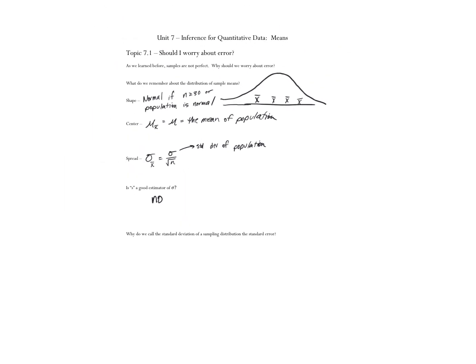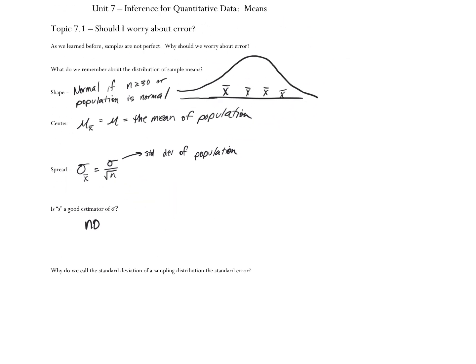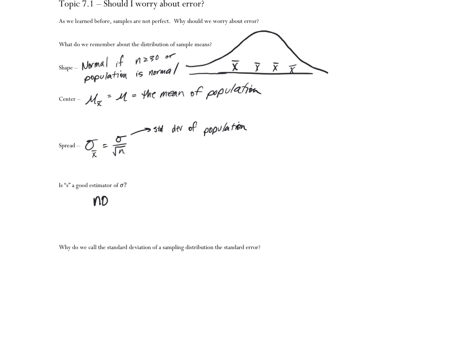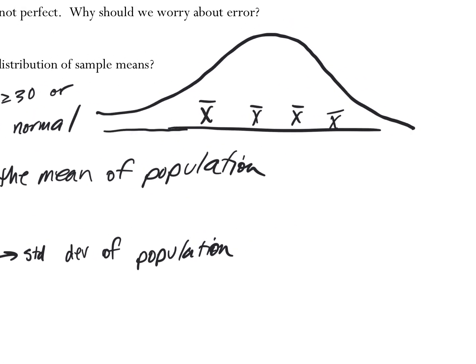All right. Now, we haven't yet really discussed why we call the standard deviation of the sampling distribution the standard error. So I'm going to go back to our picture up here where we had the mean of our x bars, mu, and we have our sigma of our x bars being sigma over the square root of n, right?